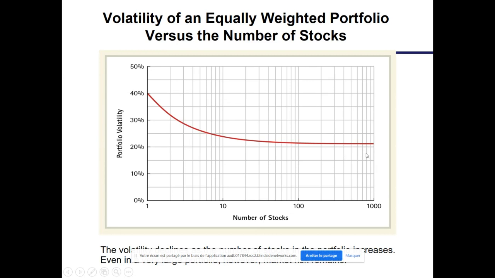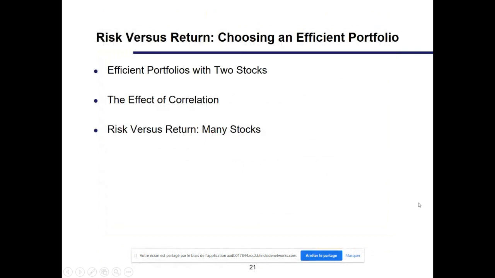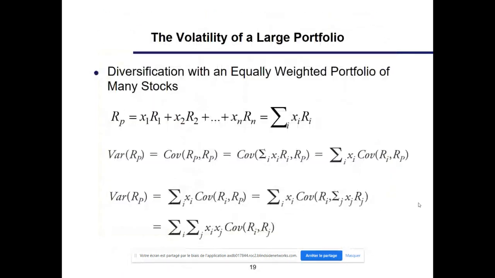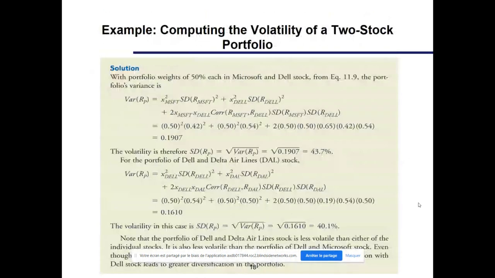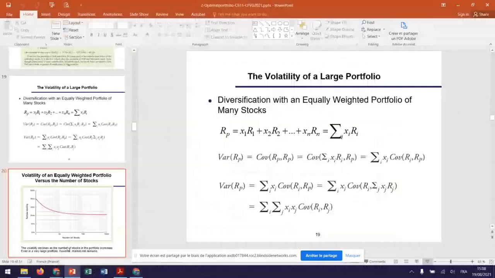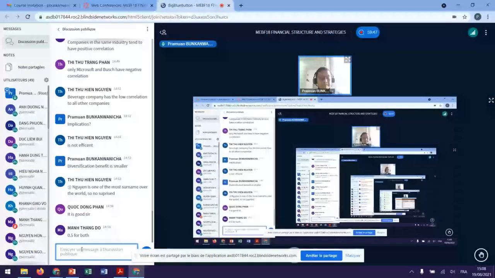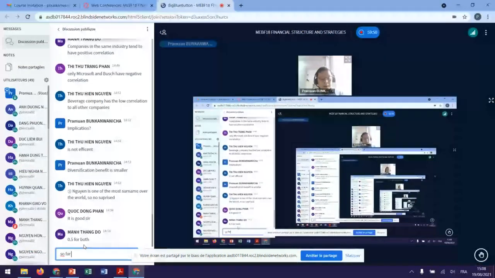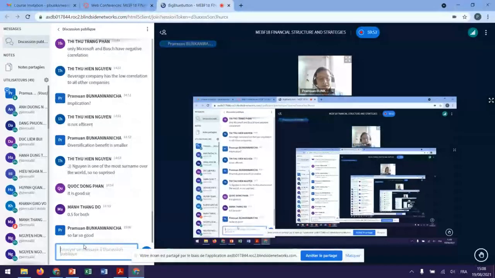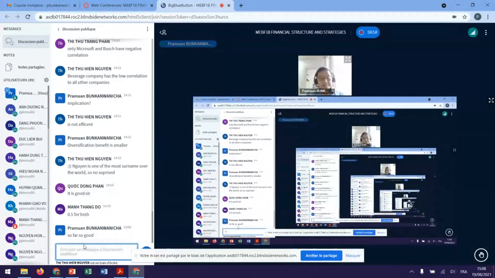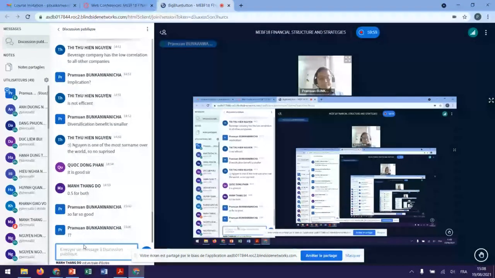Okay. All right. So this is how we learn how to combine a portfolio, and how we compute the volatility of the portfolios. So far, so good, everybody? So far, so good.